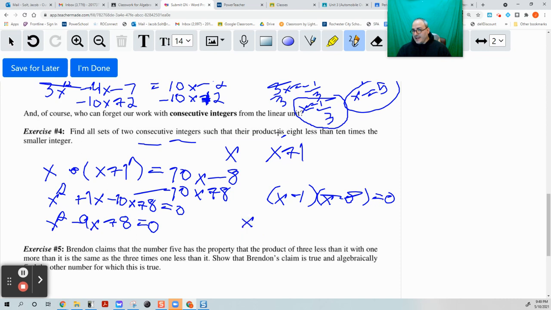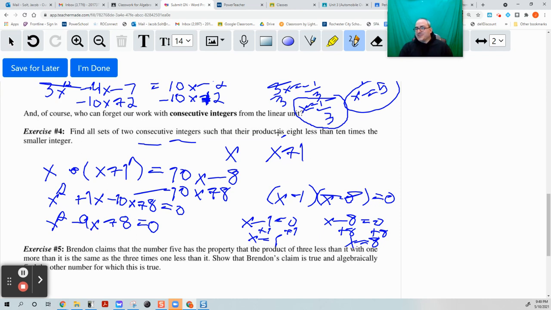And that means either x minus 1 is going to be equal to 0, or x minus 8 is going to be equal to 0, in which case x is either equal to 8 or x is equal to 1. Two possibilities. There are two possibilities that actually solve this problem here. Two consecutive integers. Either the integers are 1 and 2, or the integers are 8 and 9.